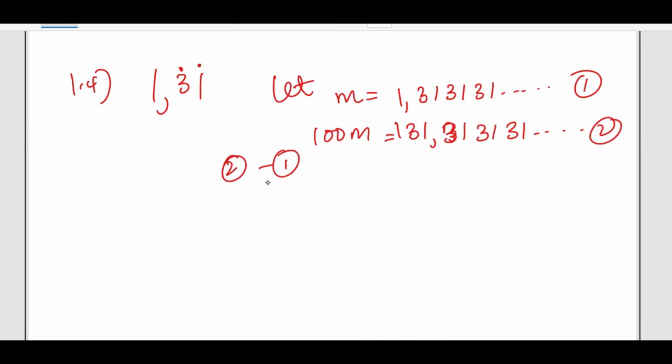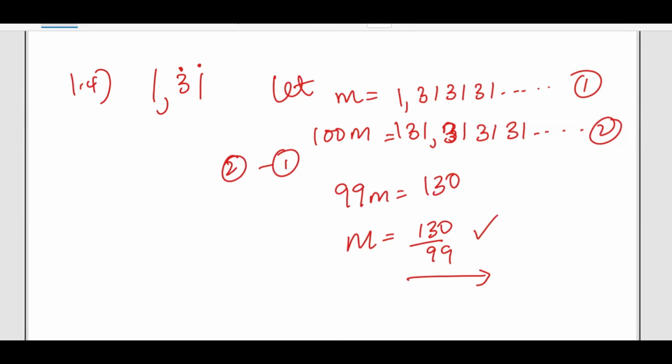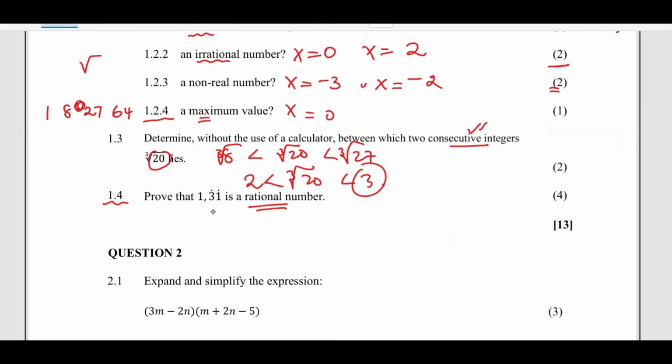Get equation number 2 minus equation number 1. 100 minus 1 is going to be 99m. 131 minus 1 is 130. The rest will die out. So m becomes 130 over 99. Are there any numbers that we can divide by? No numbers. So that becomes the rational part. So we have proved that indeed this number is rational.